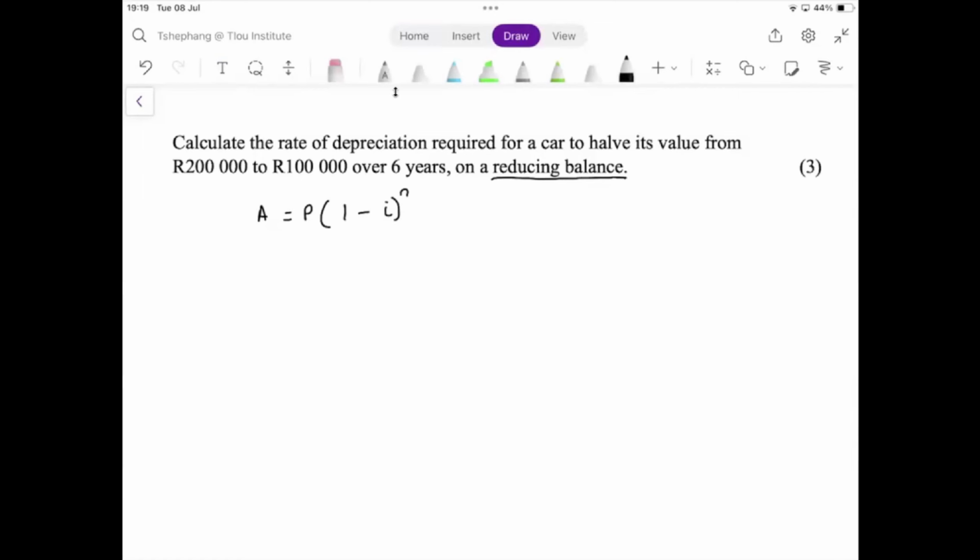Okay. Now, between the 200,000 and the 100,000, let me ask this question. Is the 200,000 A or is it P? That's the question I'm posing to you guys. The 200,000, is it going to be our A or is it going to be our P? The 200 is definitely going to be our A. It's not the principal.